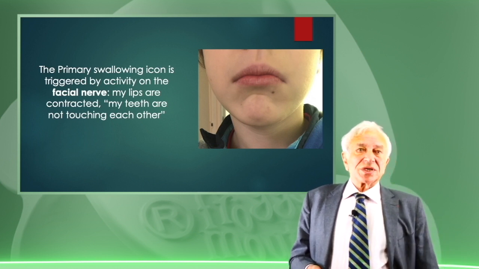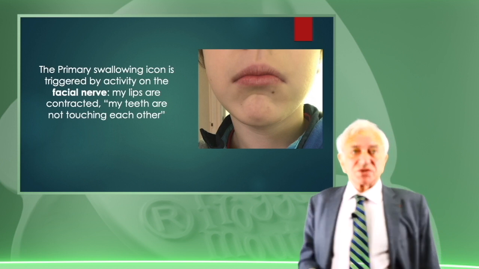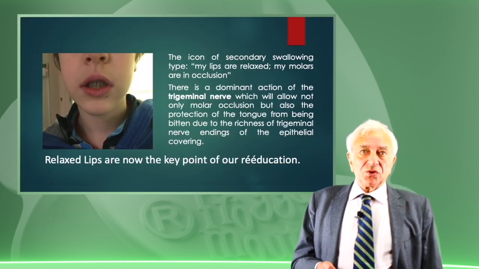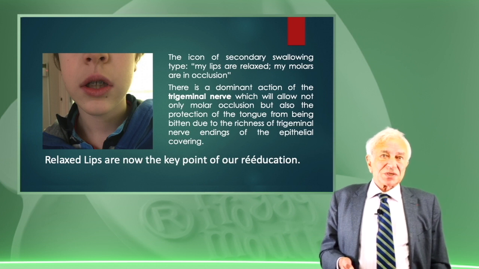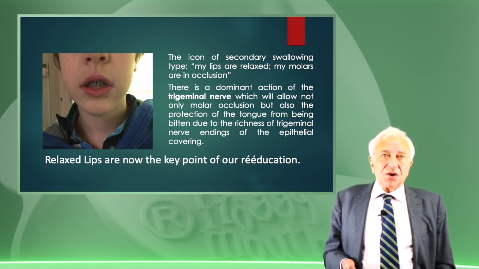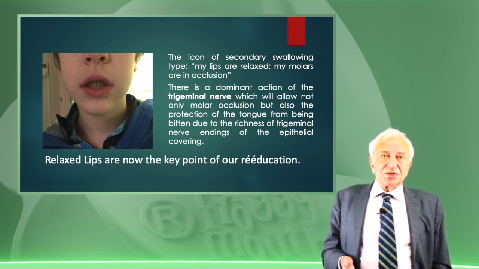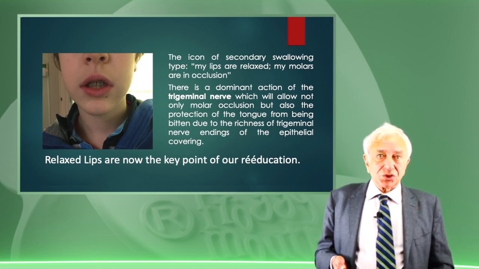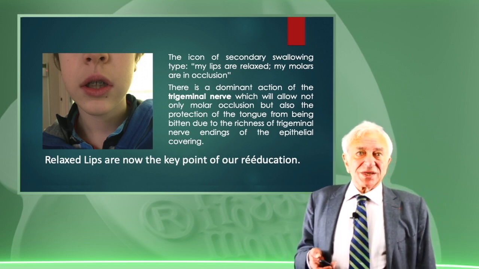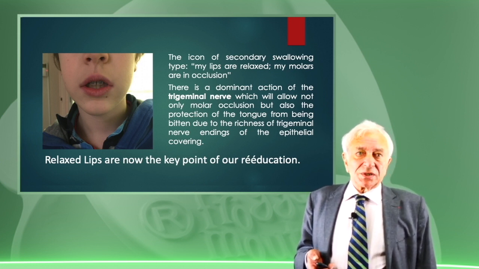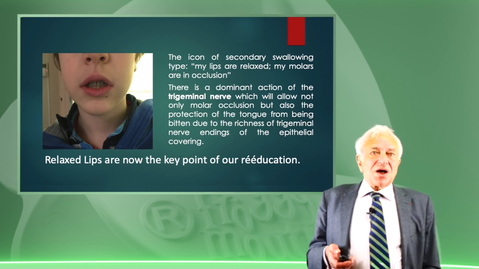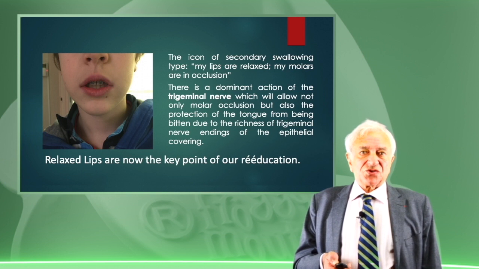And the primary swallowing icon is triggered by the activity of the facial nerves. My lips are contracted, my teeth are not touching each other. The icon of a secondary swallowing type: my lips are relaxed, my molars are in occlusion, and there is a dominant action of the trigeminal nerve, which will allow not only the molar occlusion, but also the protection of the tongue from being bitten, due to the richness of the trigeminal nerve endings on the epithelial covering. And we can say that relaxed lips are the key point of our re-education.